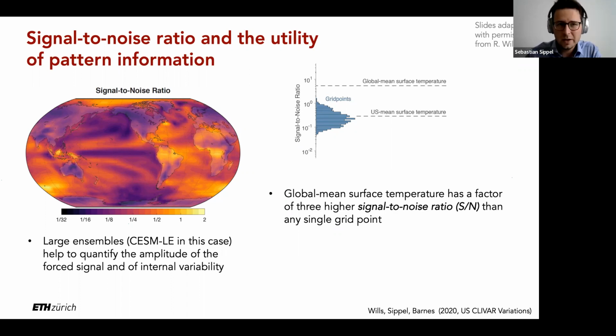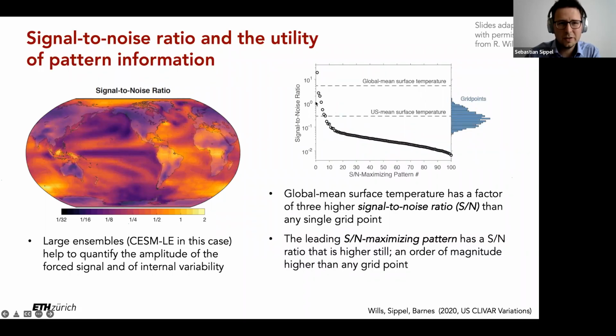By using this technique, we see that if we look at the grid point statistics and their signal to noise ratios, these grid points all cluster here. They do vary in terms of their signal to noise ratios. If you're smart and you use an ocean pixel somewhere in the tropics, you may end up with a signal to noise ratio of 1 or something like that. However, if you use, say, the US mean surface temperature, you end up with a relatively low signal to noise ratio, which is exactly what we saw from Clarissa yesterday.